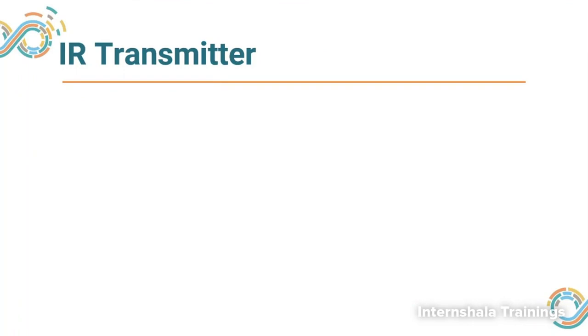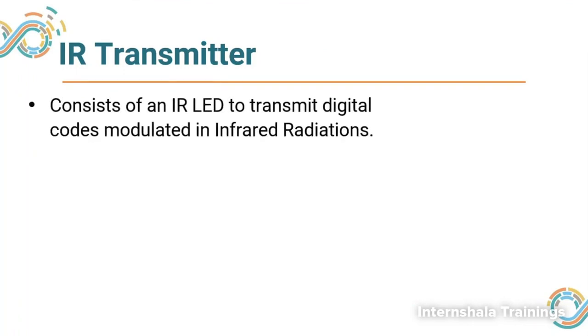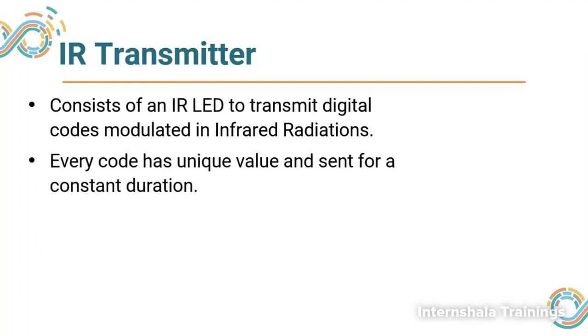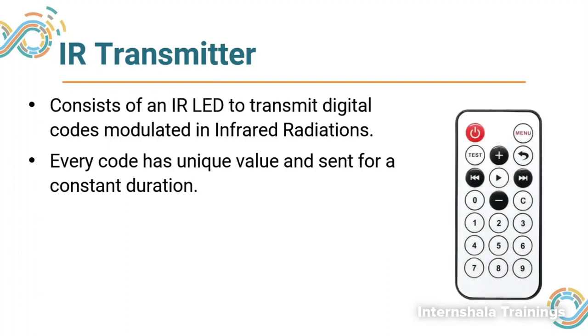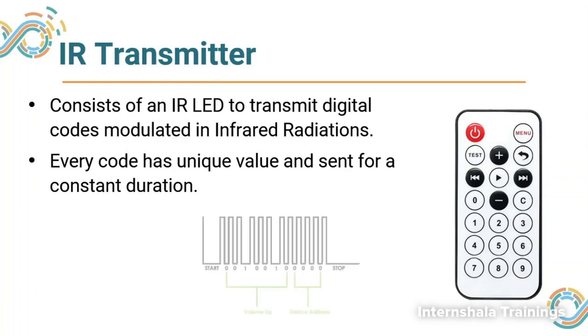First of all, let us check what an IR transmitter is. It has an IR LED to transmit your digital codes which are modulated on top of an infrared frequency. Infrared carrier frequencies are in the range of a few kilohertz, above 20 kilohertz. Using that carrier frequency, we encode codes, and on the press of each button, a unique code value is modulated with this IR frequency and sent. This is how the messages generally look.